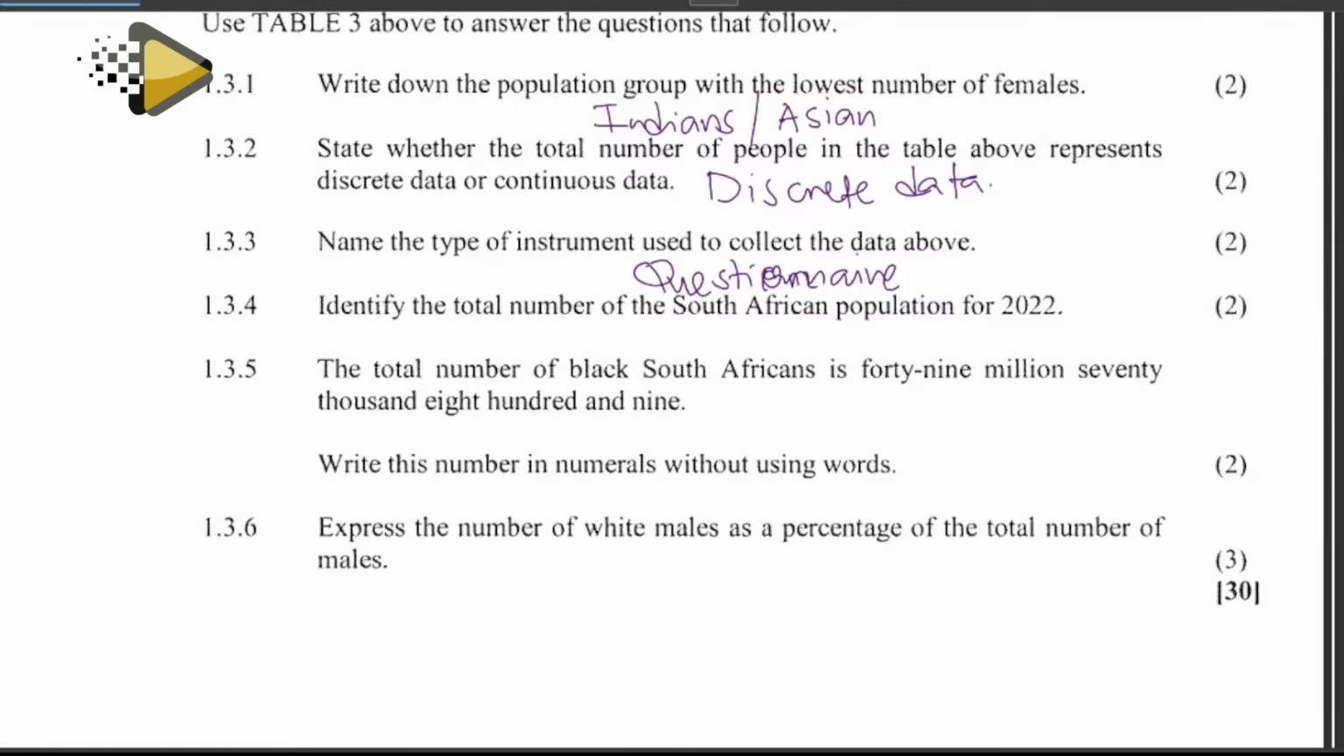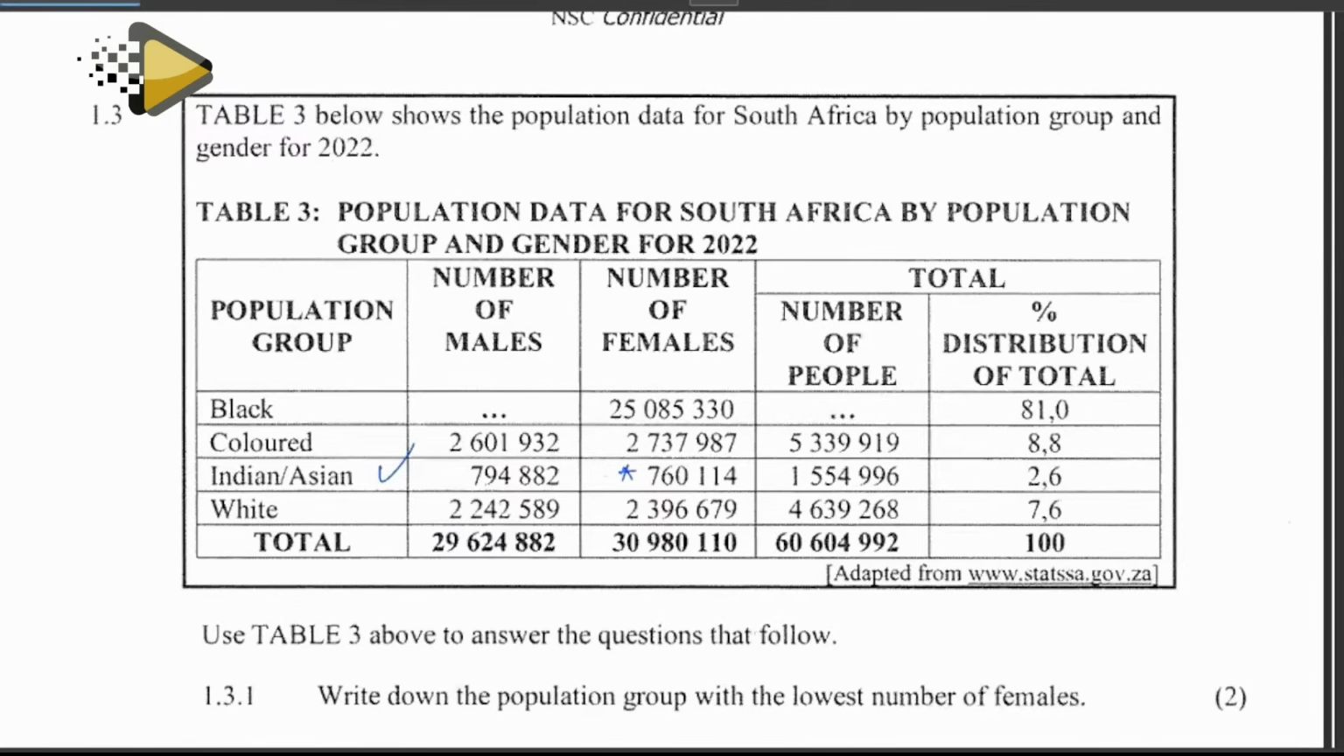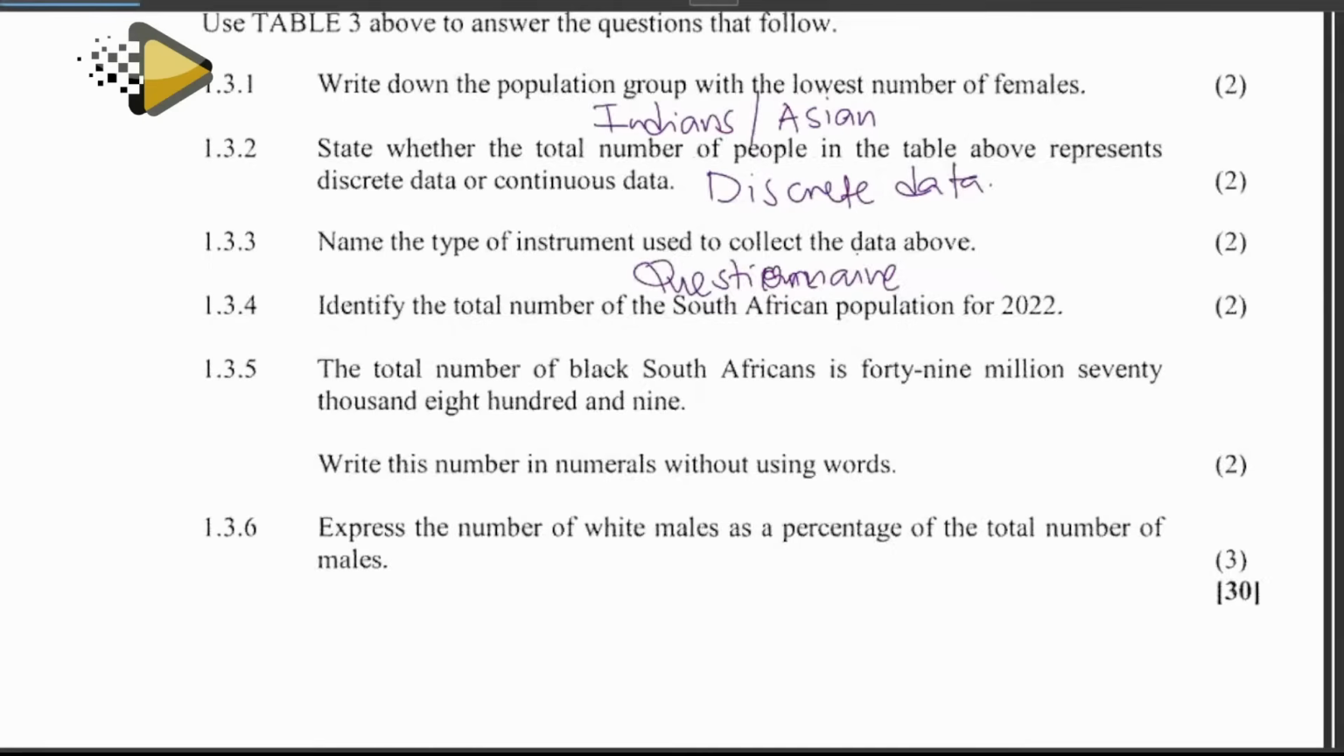Identify the number of the South African population for 2022. Definitely the number is this one here, the total number of the South African population. So we shall write it down and say 60,604,992.